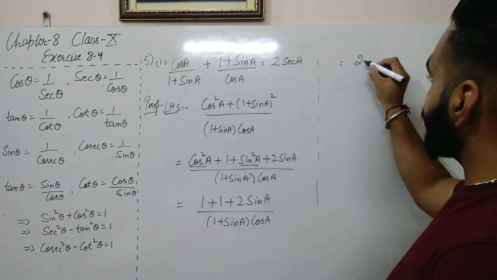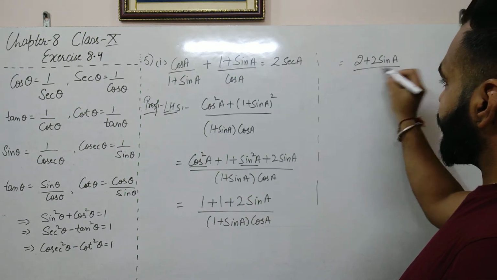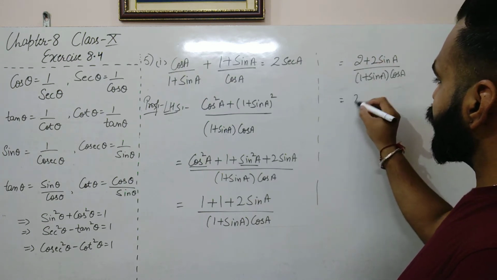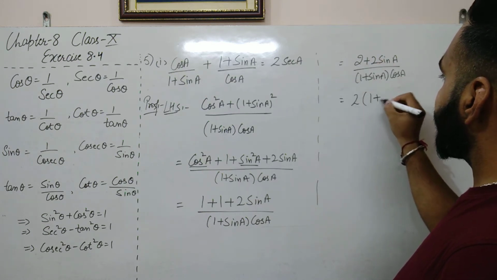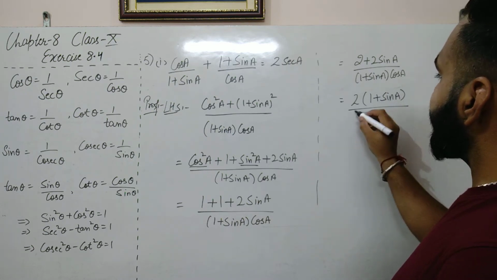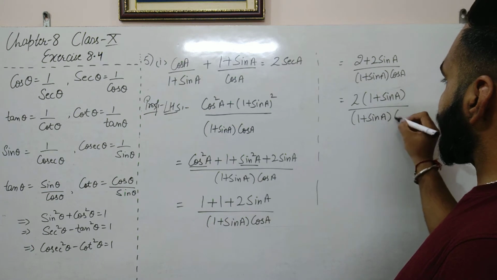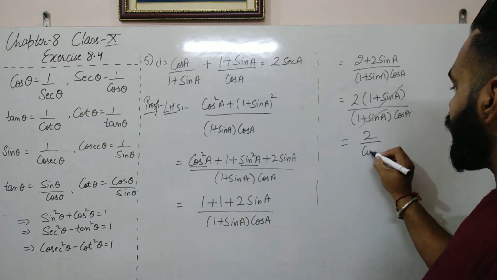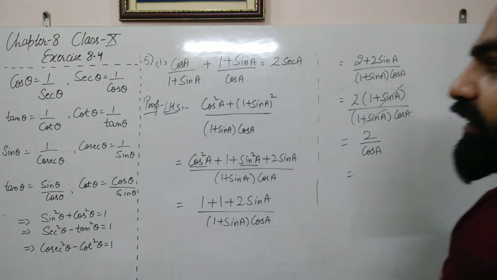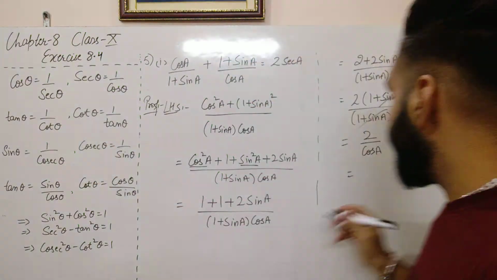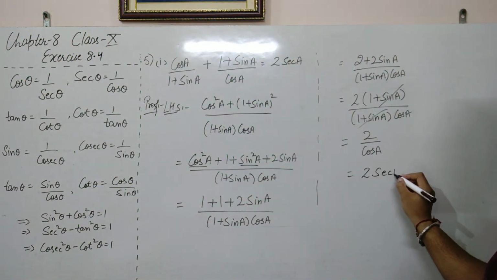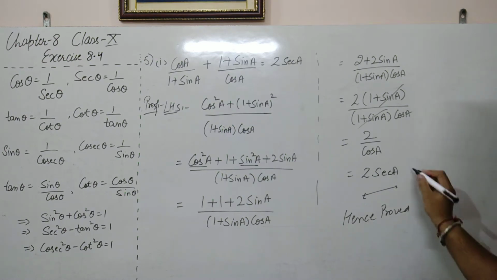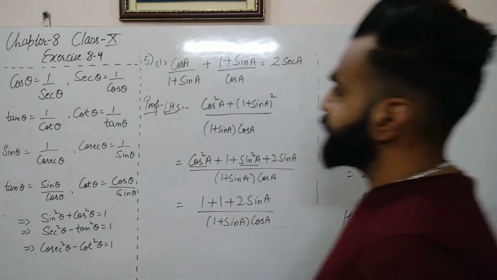This will be equal to 2 plus 2 sin a divided by (1 plus sin a) into cos a. We can take 2 common from the numerator. This will be 2 into (1 plus sin a) divided by (1 plus sin a) into cos a. This factor will cancel out, so this will be 2 by cos a. And we know that 1 by cos theta is secant theta, so this will be 2 secant a. So this is the proof, hence proved. This was the second part.